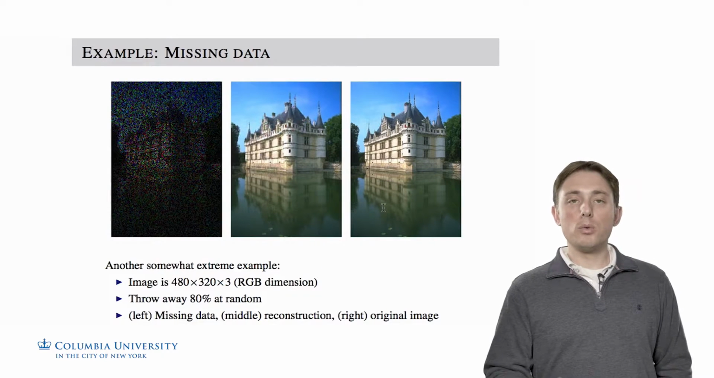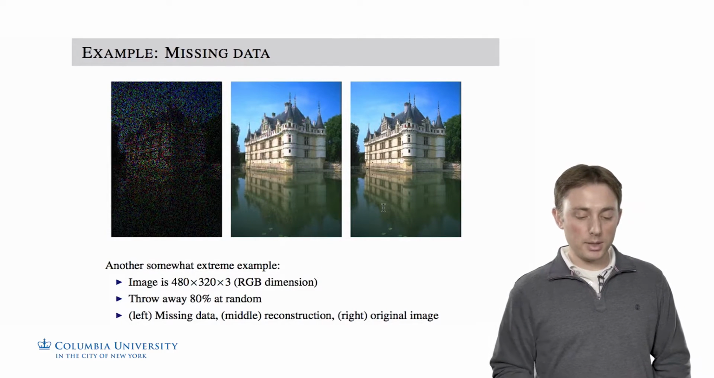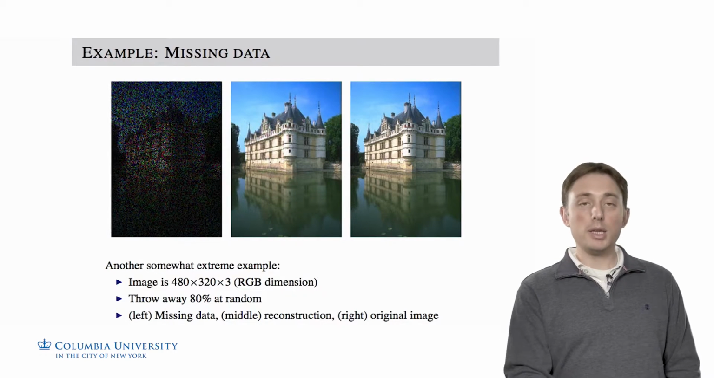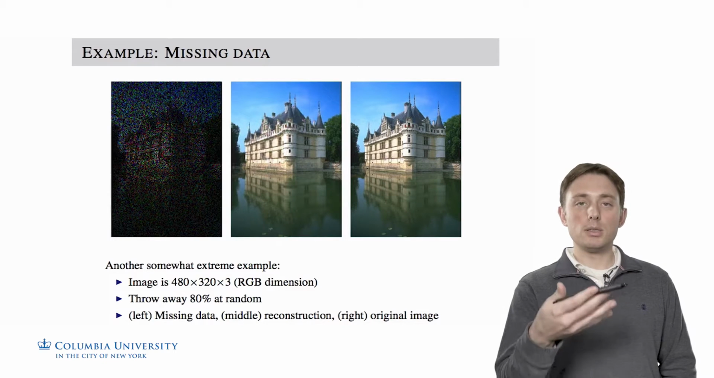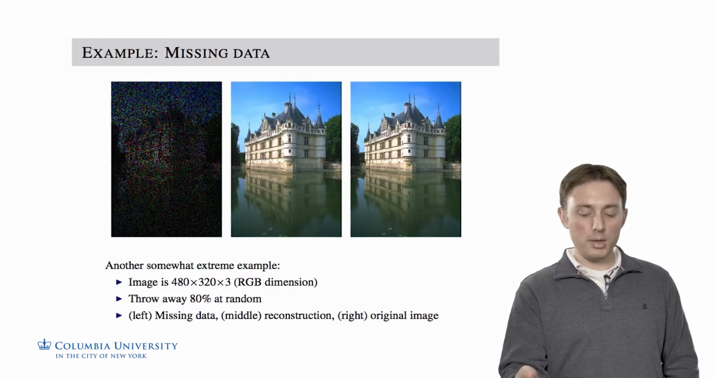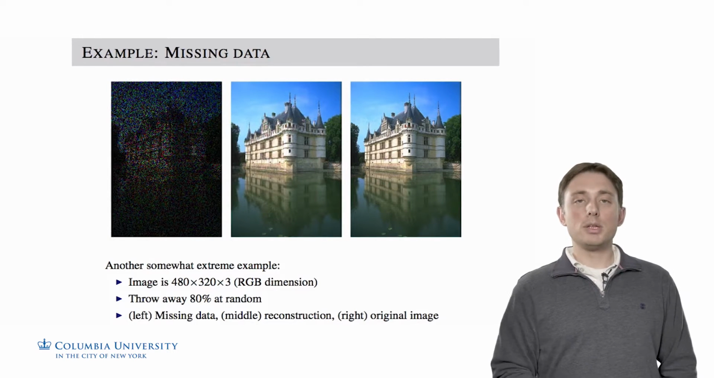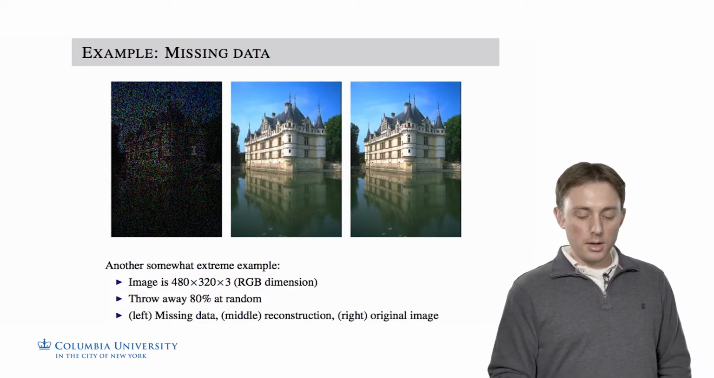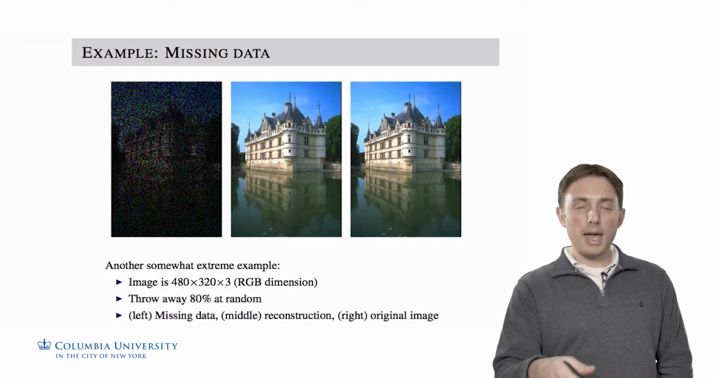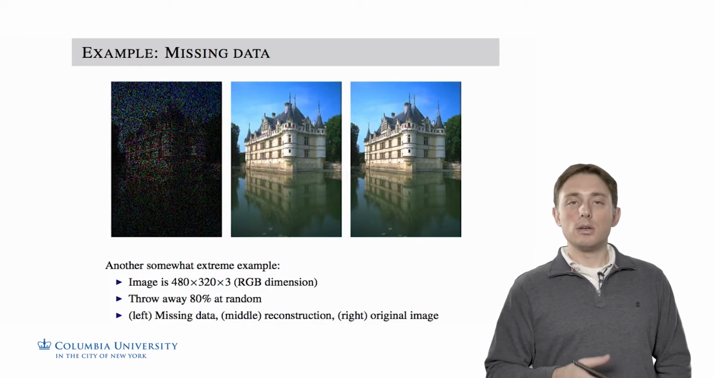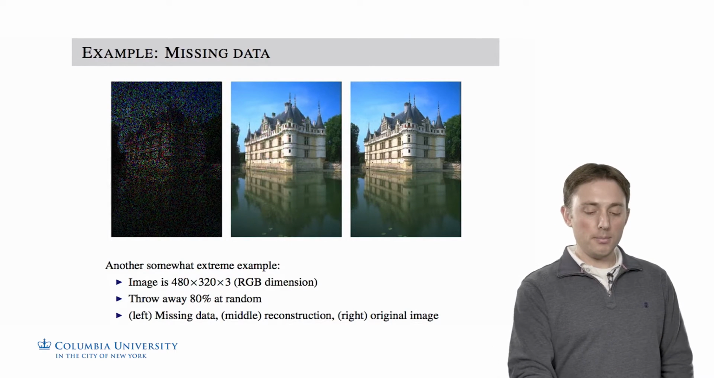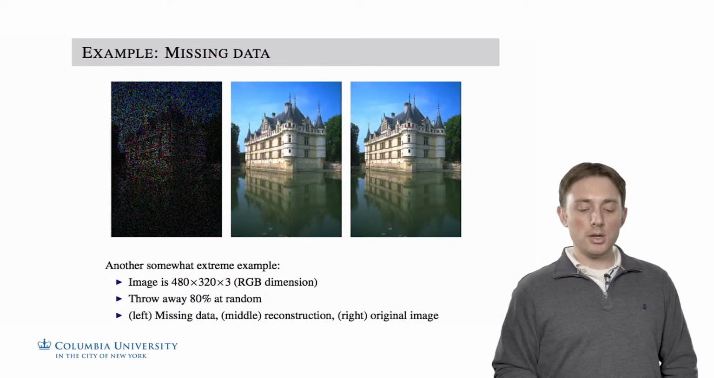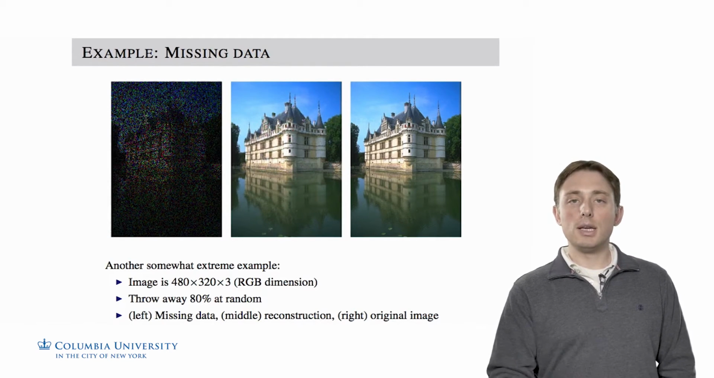Here's another example using missing data. It's a very extreme example. Here's a 480 by 320 by 3 image. The third dimension is because it's a color image, so RGB. 80% of those values are thrown away completely at random. And then we've extracted an 8 by 8 by 3 cube from many places in this image. And then we filled in the missing data using EM.